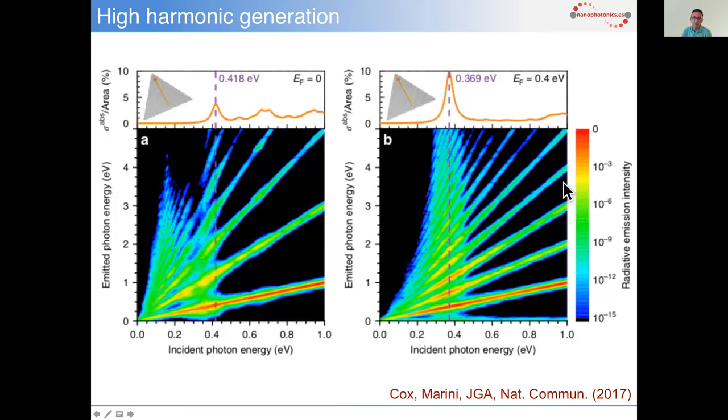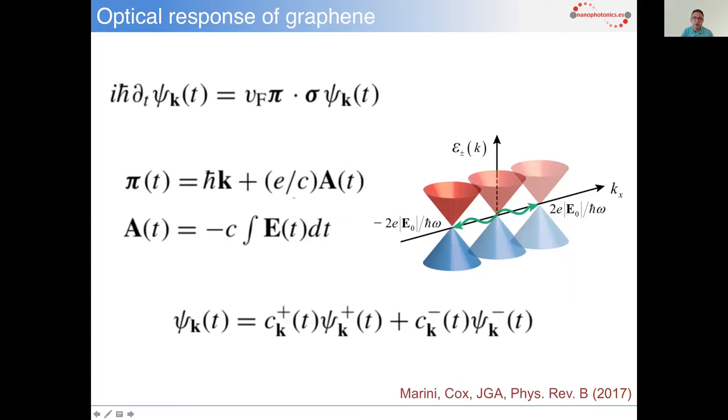So you can look into the dependence of the emission intensity as a function of photon emission energy and also as a function of incident energy. Each of these lines is a different harmonic: fundamental, second, third, etc. And you can see an enhancement basically where the material has a plasmon, so already driven here by the linear response, but this propagates up to higher harmonics, okay?